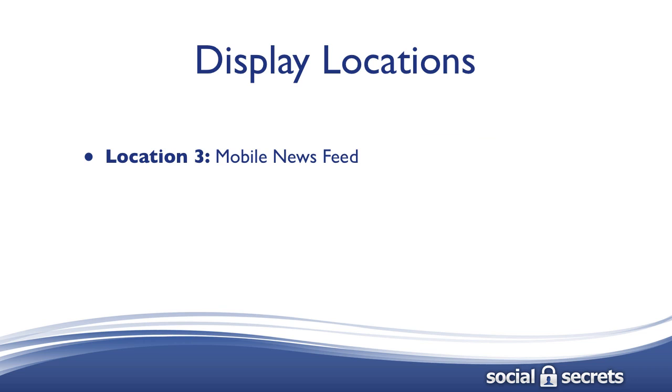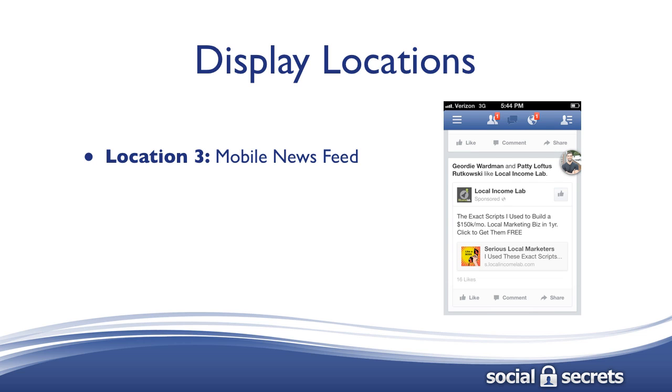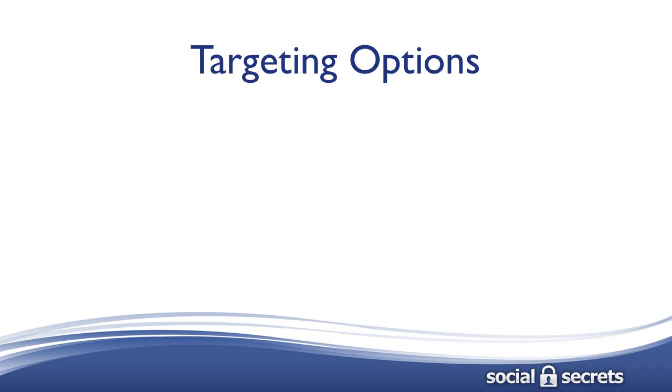Third place, mobile newsfeed. Same thing, except it's on your mobile phone. Here's a screenshot I took from my iPhone. Local Income Lab was running an ad that was on the news feed of my mobile phone. You'll see this just when you scroll up and down. As you can see, it takes up the entire screen. Very effective, but mobile can be a little tricky. We'll talk more about that later.